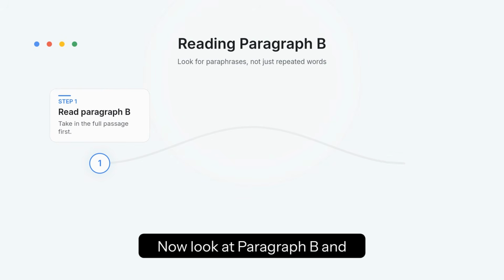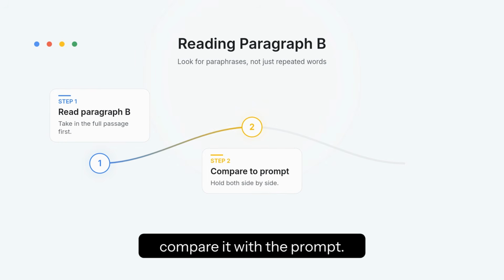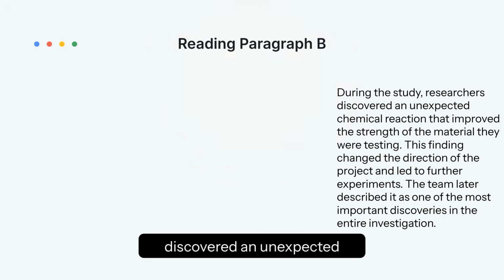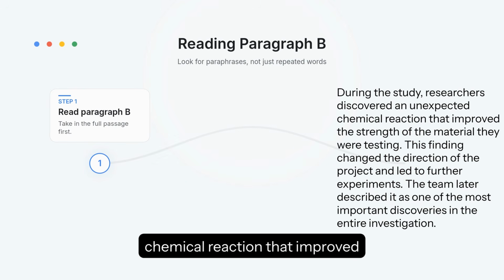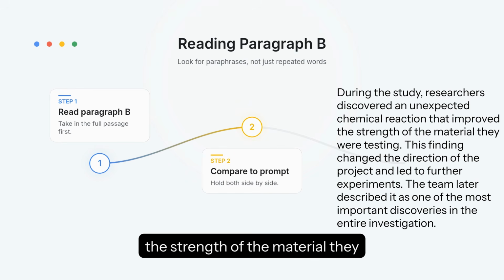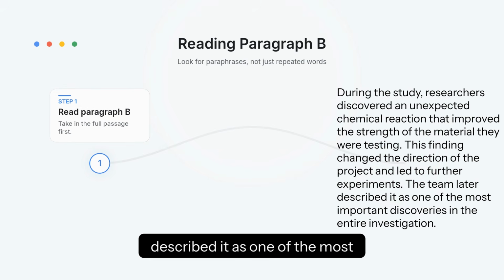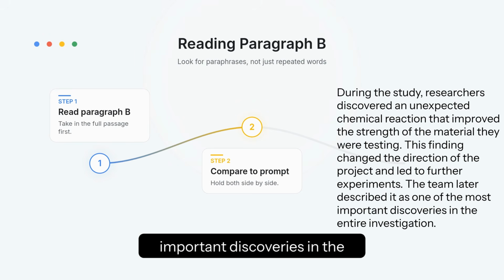Now look at paragraph B and compare it with the prompt. Watch for paraphrases rather than exact repeated words. During the study, researchers discovered an unexpected chemical reaction that improved the strength of the material they were testing. This finding changed the direction of the project and led to further experiments. The team later described it as one of the most important discoveries in the entire investigation.